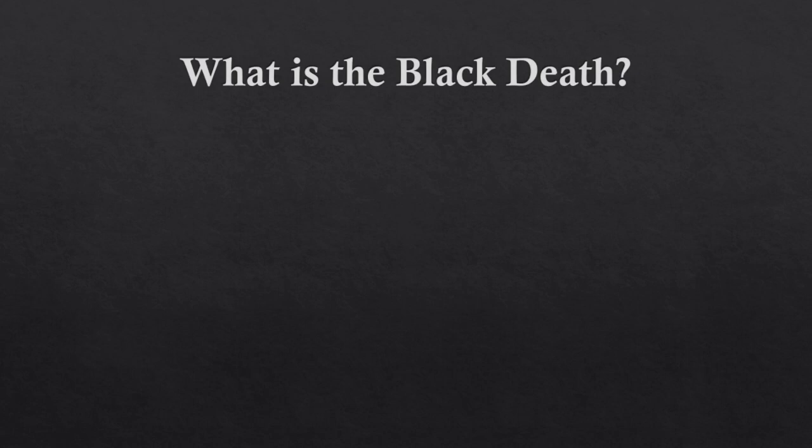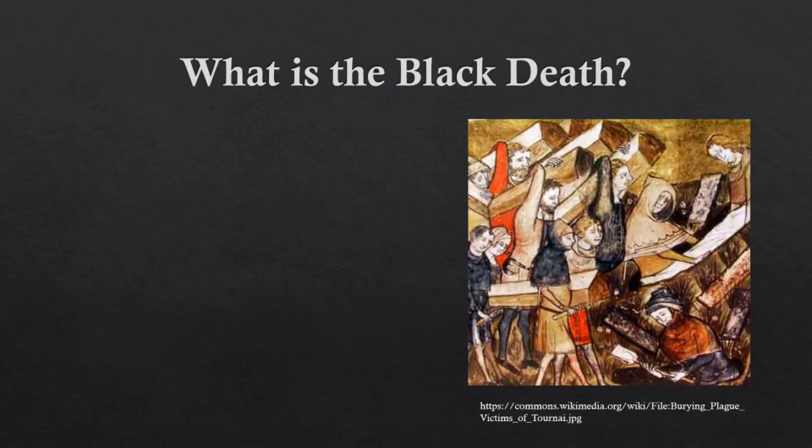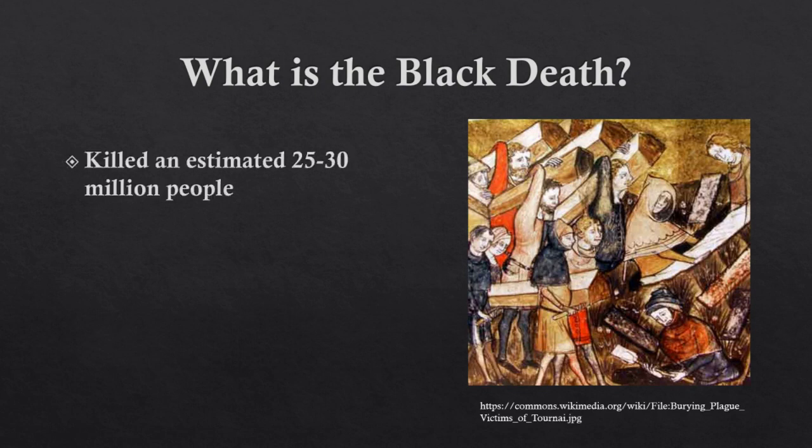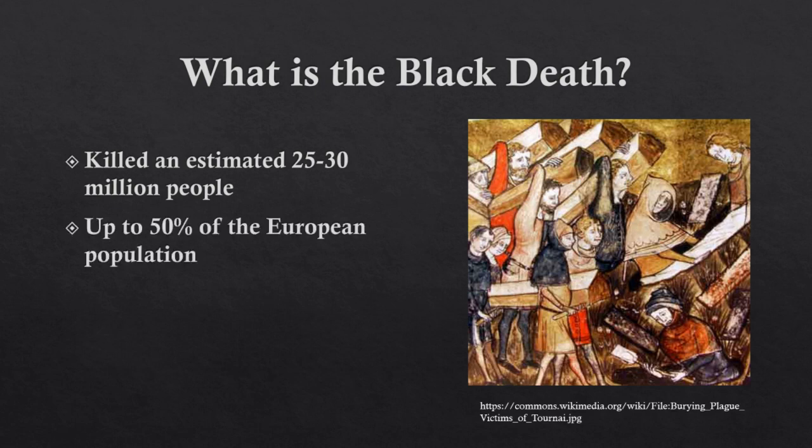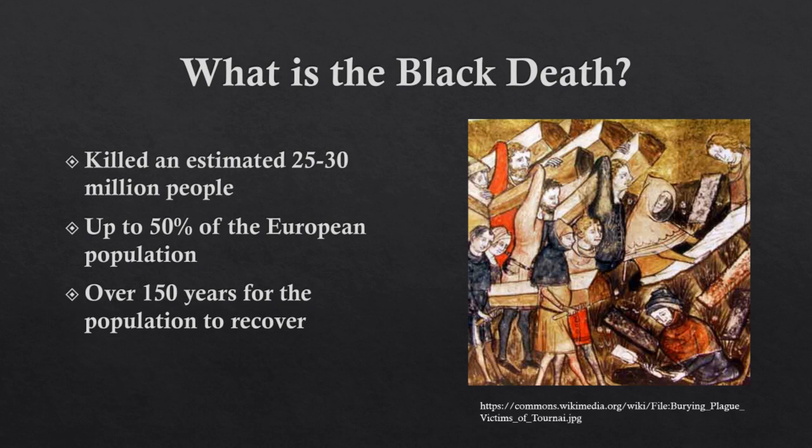What is the Black Death? The Black Death was a name given to the plague epidemic that devastated most of Europe during the mid-14th century. While statistical data tends to vary as records from 700 years ago aren't always accurate, the estimated death toll was between 25 and 30 million people. And back in 1350, this represented almost 50% of the European population. It took 150 years for the European population to recover to pre-plague numbers.